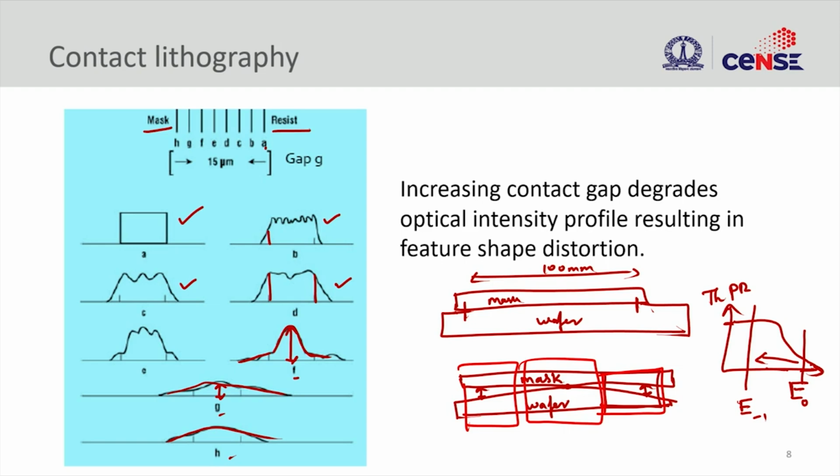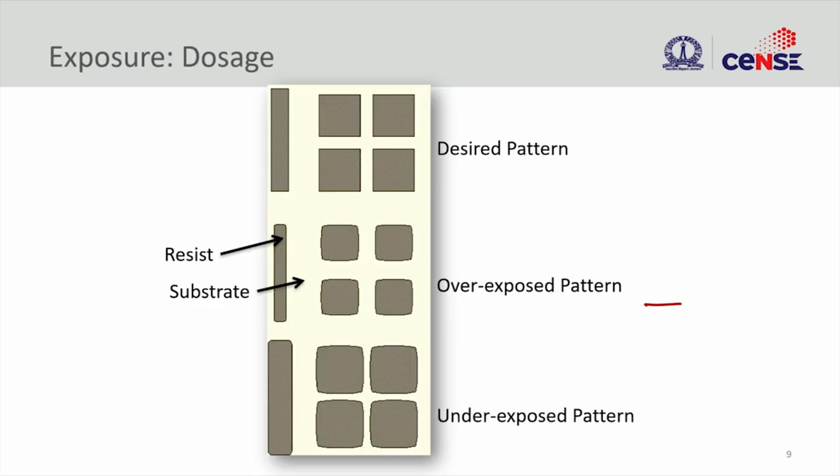So it is very important to understand the flatness of the wafer and the flatness of the mask, so that you can later on understand if there is any failure, where this failure is coming from, and you can address those failures. Okay. So this is about the exposure dose, right.